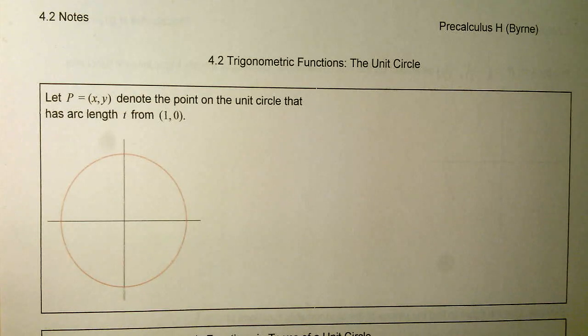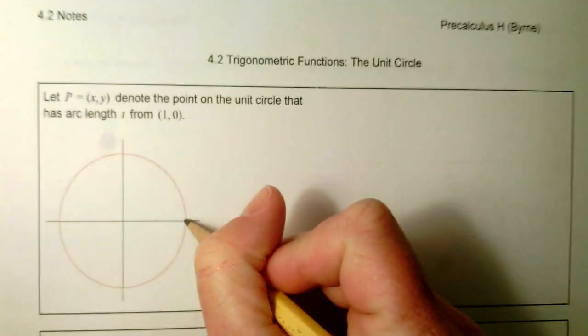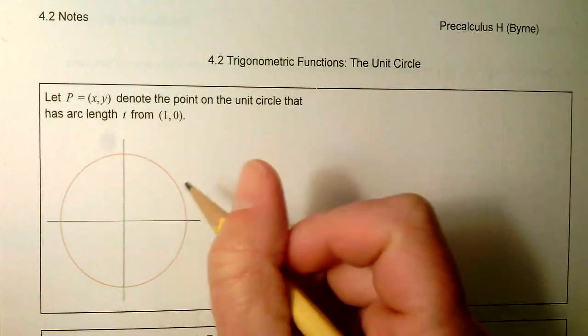Today is day 1 of section 4.2, the trigonometric functions on the unit circle. The first thing we're going to talk about is we're going to let P be the point (x, y) on the unit circle that has arc length t from (1, 0). So we are going to start at (1, 0). This is a unit circle, right? So each radius is 1.